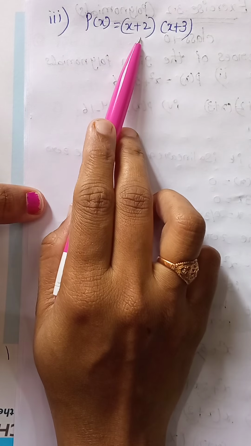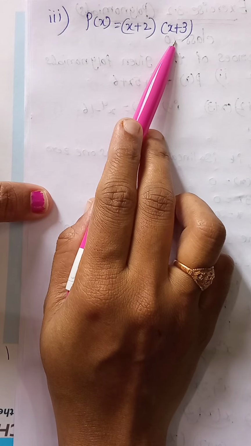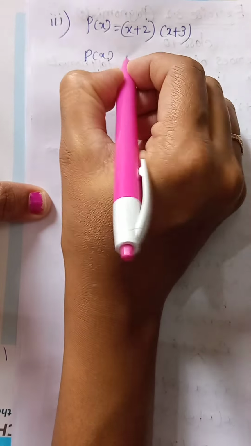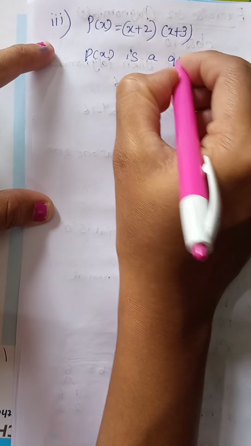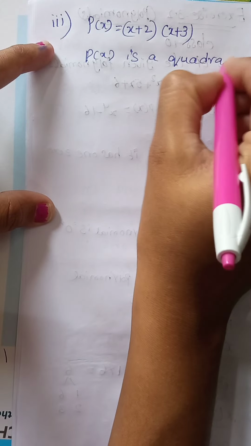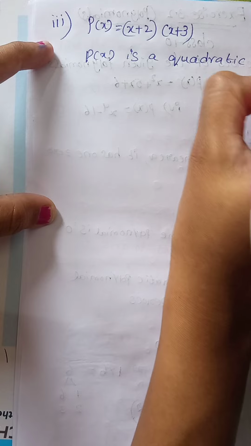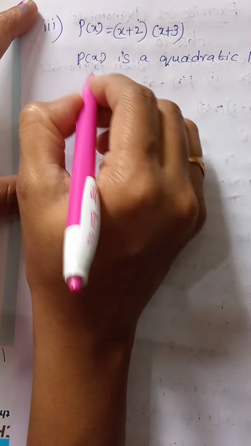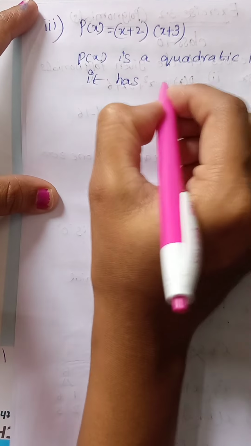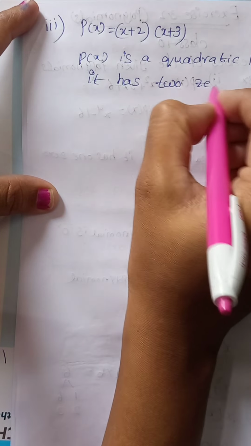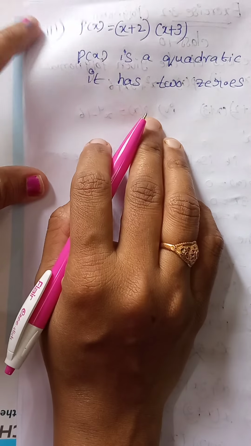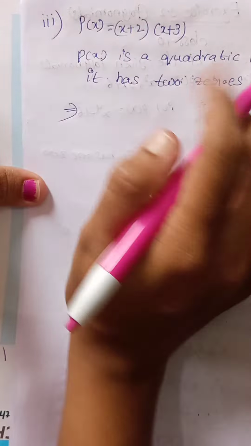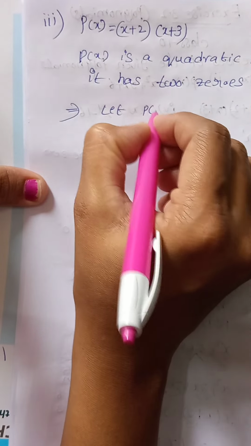P of x equal to x plus 2 into x plus 3. So again it is a quadratic polynomial. P of x is a quadratic polynomial. It has how many zeros? It has 2 zeros. How can we find zeros? Just simply equate this polynomial equal to 0. Let P of x equal to 0.